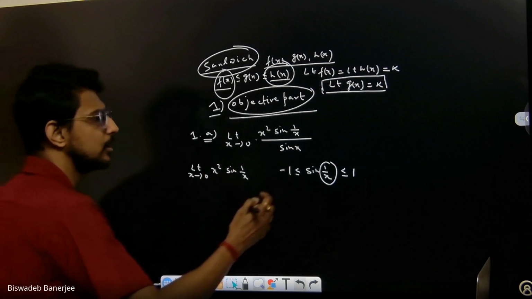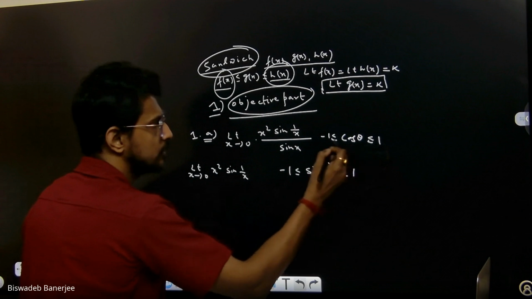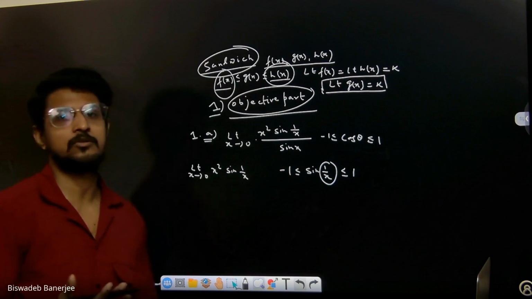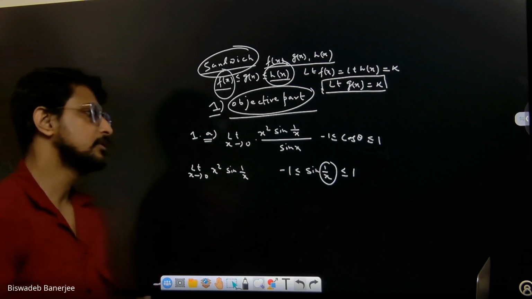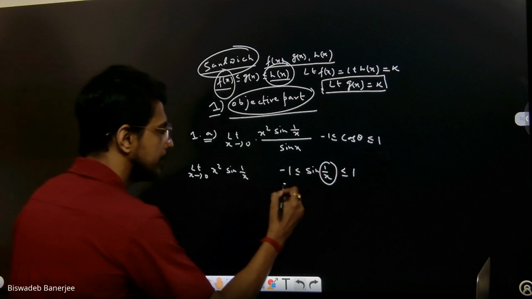Not only sine theta, cos theta also lies between -1 and +1. It's a very basic concept. Whether it is sine theta or cos theta, it always lies between -1 and +1. So my sine theta lies between -1 and +1.